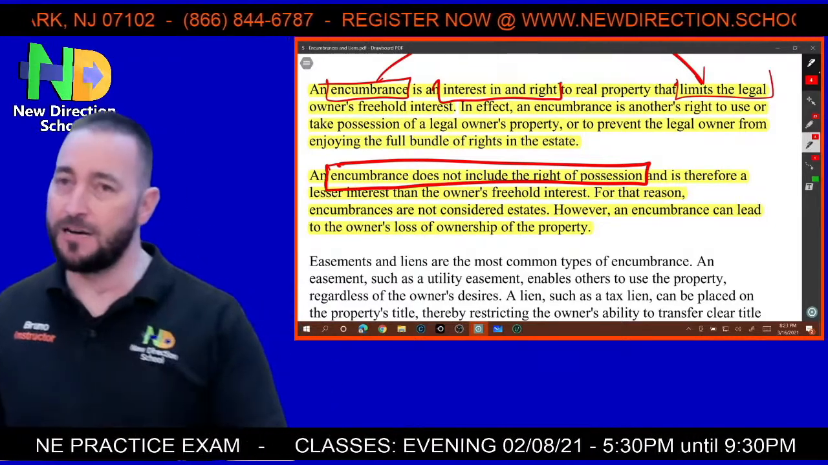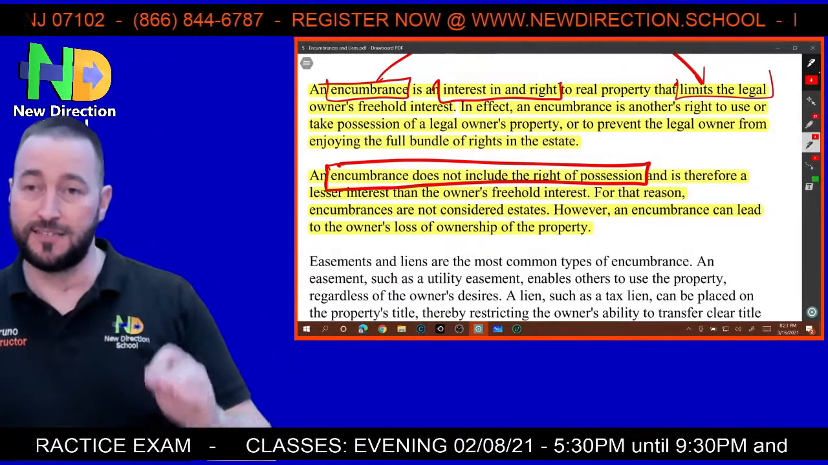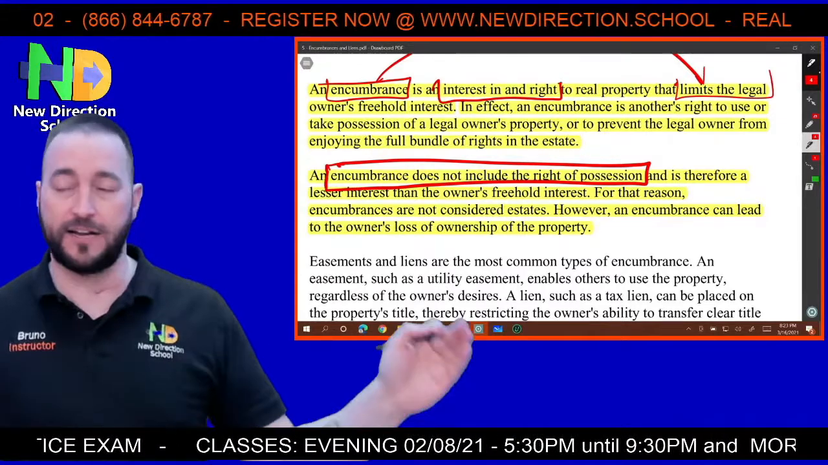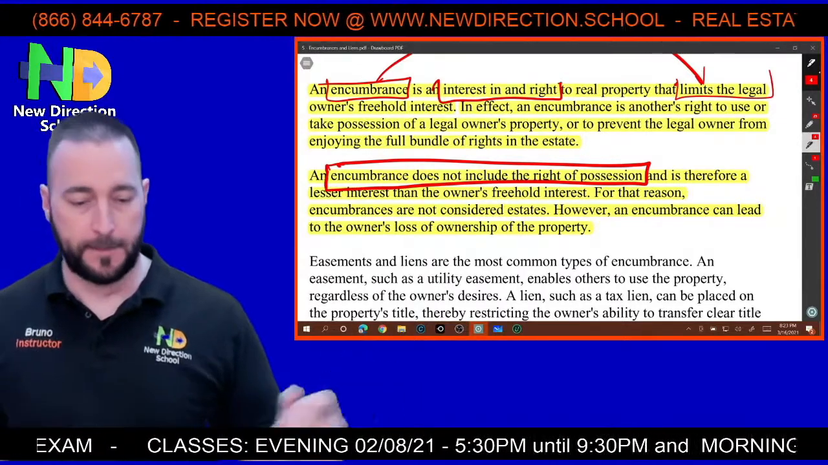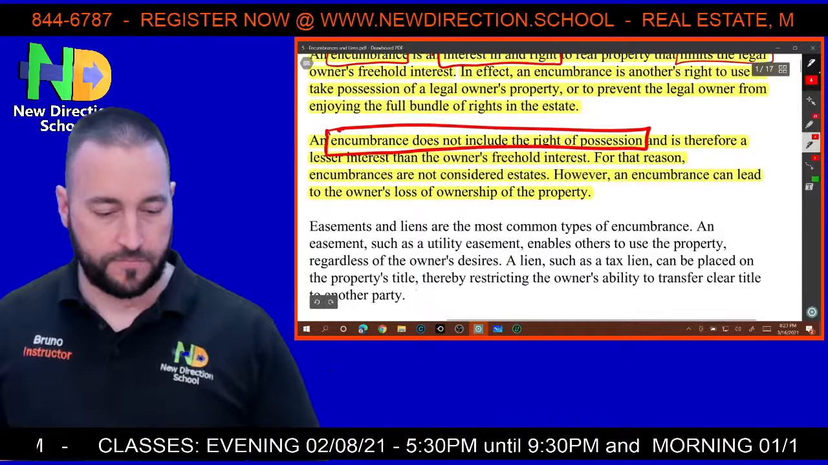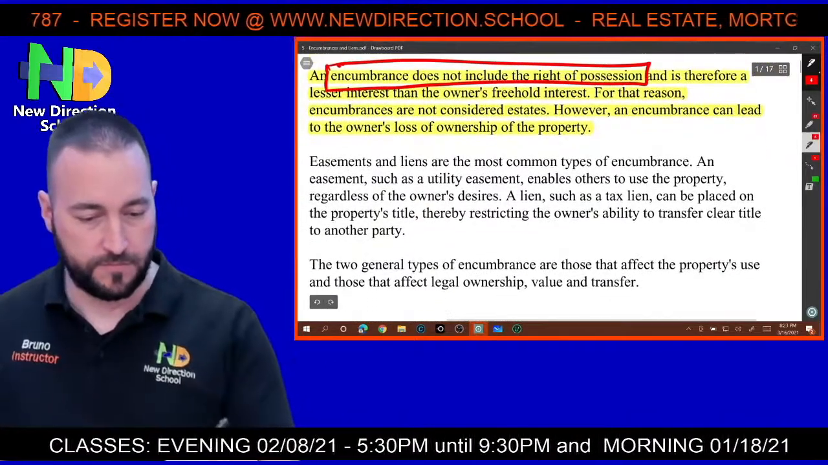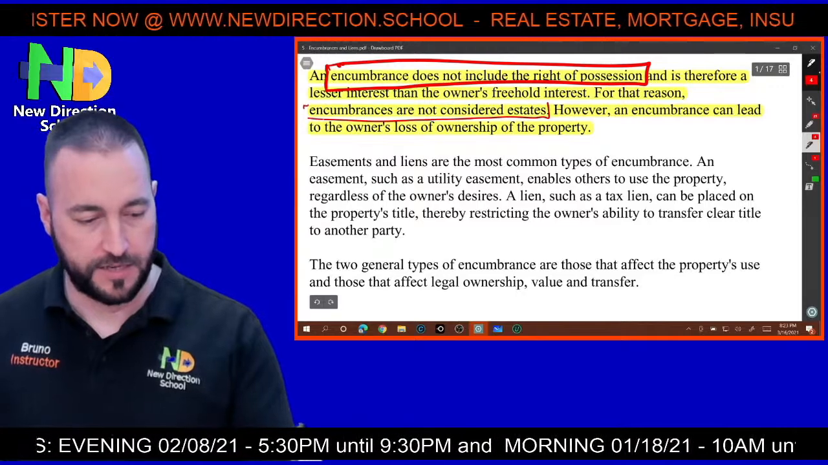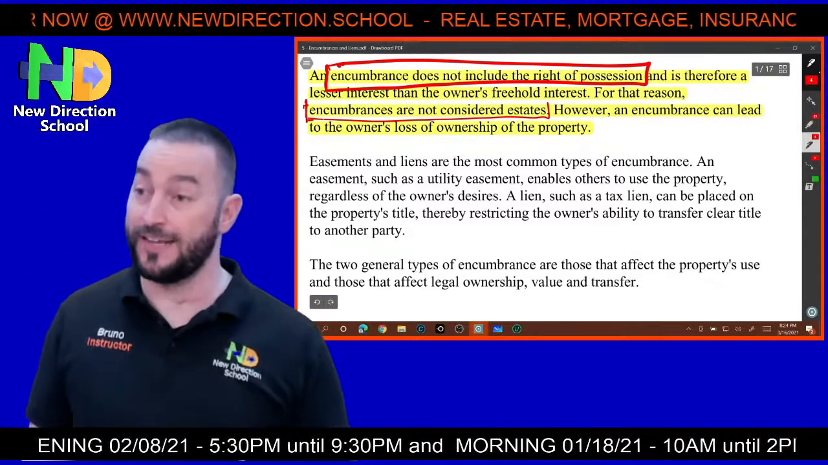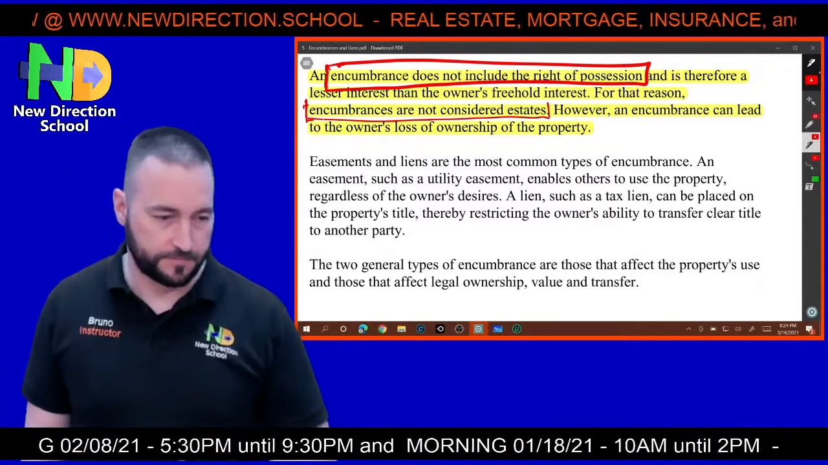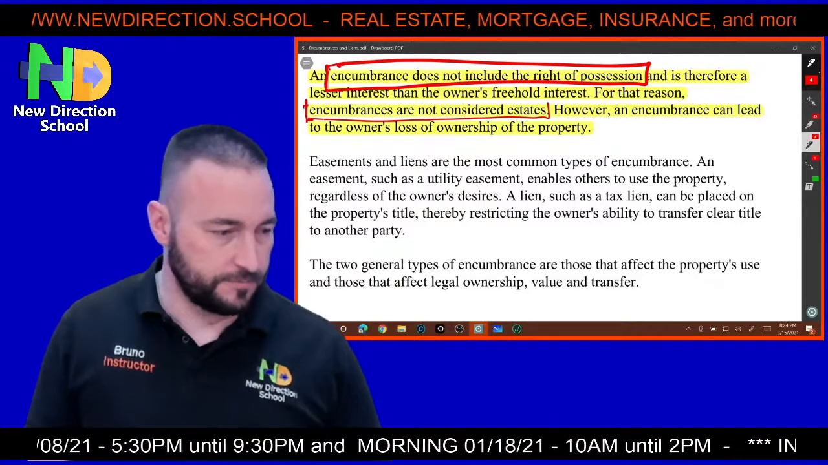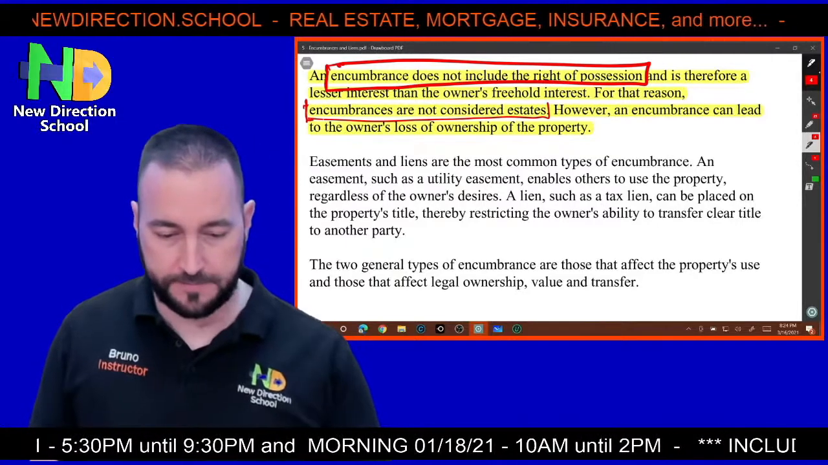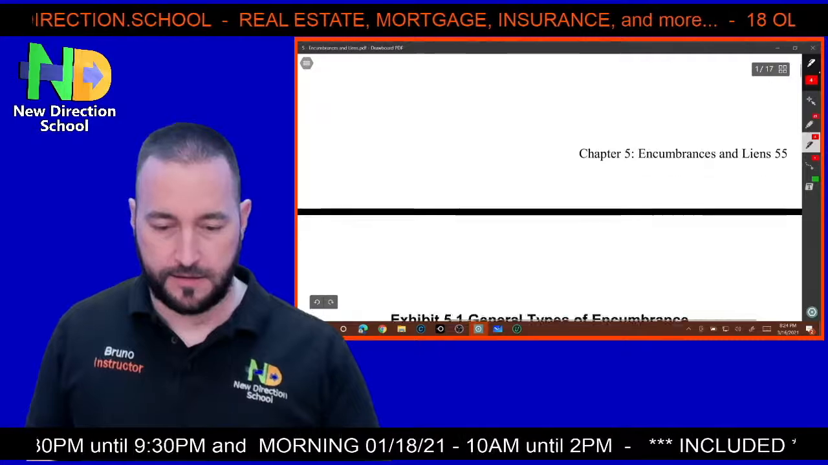So an encumbrance does not give anyone the right of possession. For that reason, it is not considered an estate. Encumbrances are not estates, they're interests only.